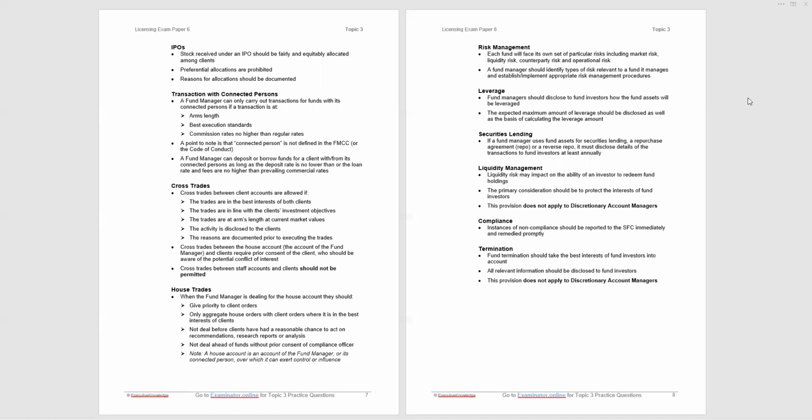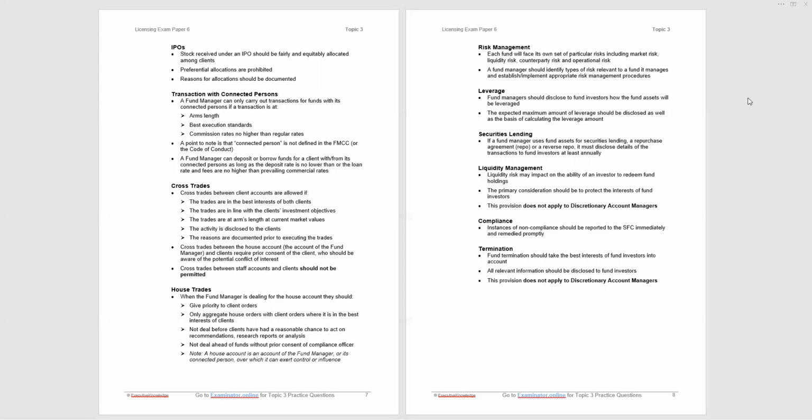Activities disclosed to the clients. Reasons are documented prior to executing clients. So there's a lot of administration, but yes, cross trades between clients are allowed. Cross trades between the house account and the client account, is that permitted? Yes, but you must have prior consent of the client.